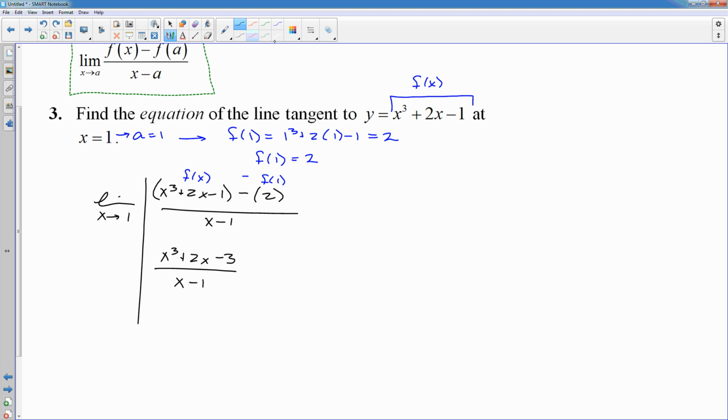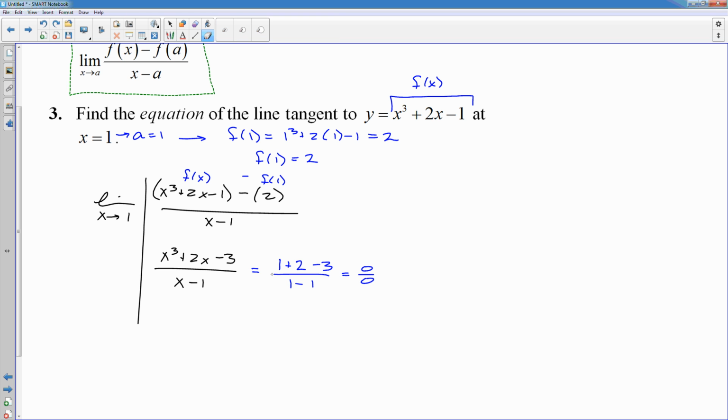So I hope we could just plug in. Let me try plugging in 1 and see what happens. 1 cubed is 1 plus 2 times 1, which is 2, minus 3, over 1 minus 1. And you do get 0 over 0. By the way, if you set up the tangent problem correctly, you will always get 0 over 0. You will get that indeterminate form when you first plug in.